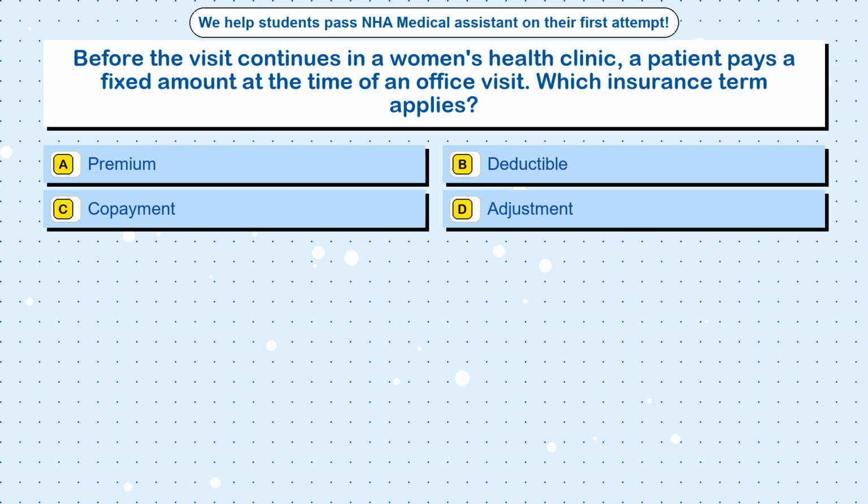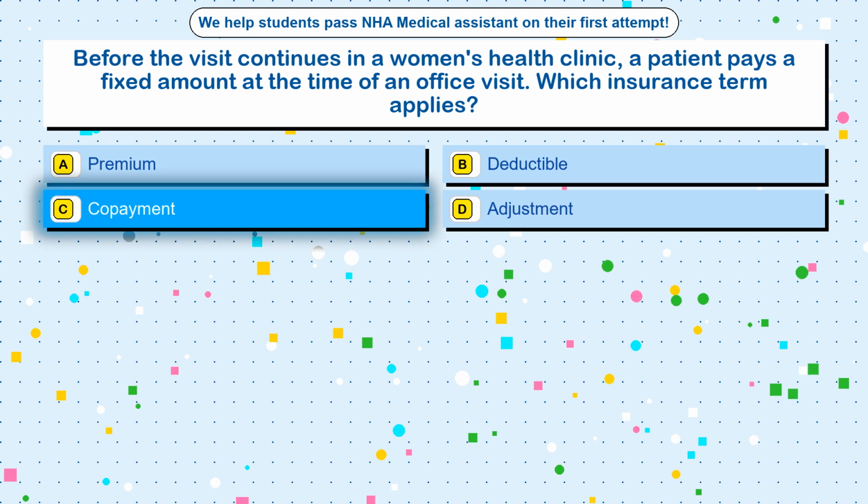Question 82. Before the visit continues in a women's health clinic, a patient pays a fixed amount at the time of an office visit. Which insurance term applies? Option A. Premium. Option B. Deductible. Option C. Copayment. Option D. Adjustment. The correct answer is option C.